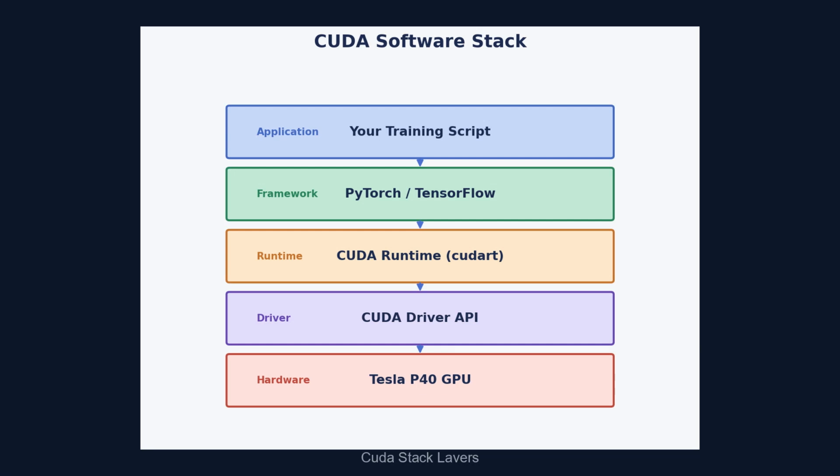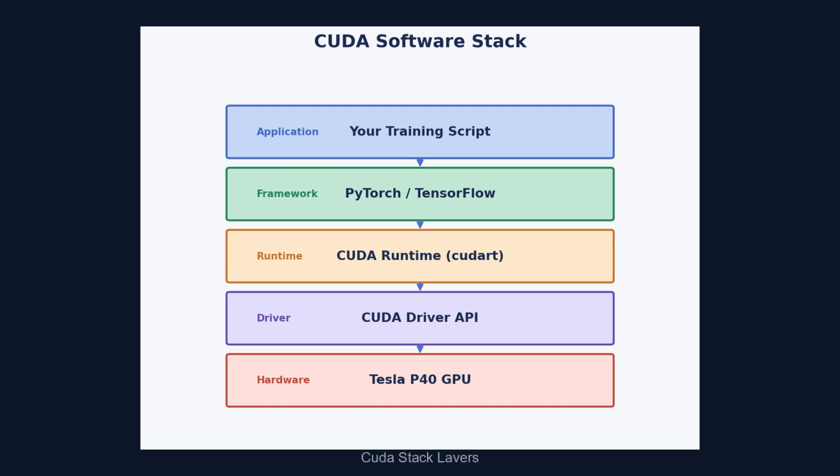This image illustrates the CUDA software stack, which is crucial for running your training scripts effectively on your Tesla P40 GPUs. At the top, we have your application layer, which is essentially your training script. This is where you'll implement your model and handle the training process. Beneath that is the framework layer, where you'll choose between PyTorch or TensorFlow. Both frameworks are popular for deep learning and provide the tools needed to utilize CUDA capabilities.